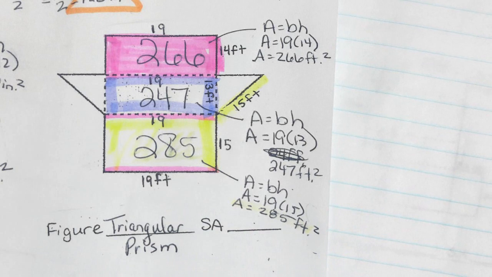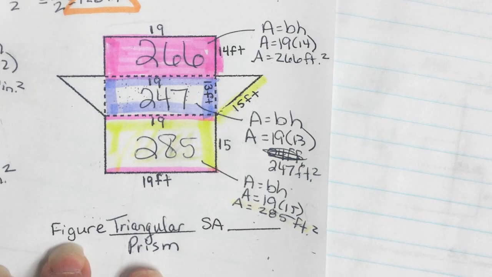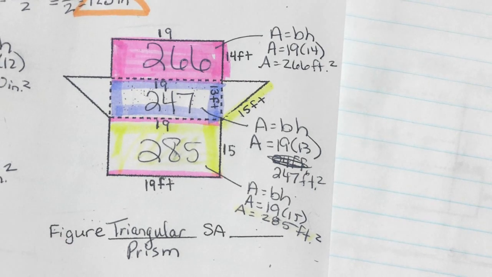Last thing we need is the ugly triangle. I'm running out of colors. Oh, here we go. I was looking for the orange. Okay. Triangles. I need you to kind of think about it.